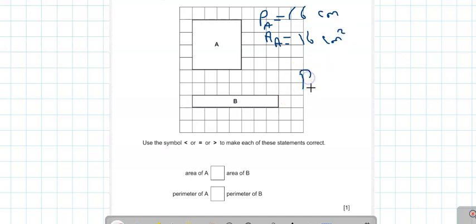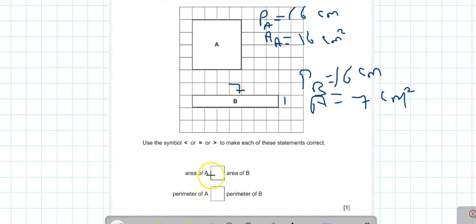The perimeter of the second shape, this is 1, and this is 1, 2, 3, 4, 5, 6, 7. 1, 2, 3, 4, 5, 6, 7. So 1 plus 7 is 8, double it, 16. The perimeter is 16 centimeters, and the area is 7 times 1 is 7 centimeters squared.